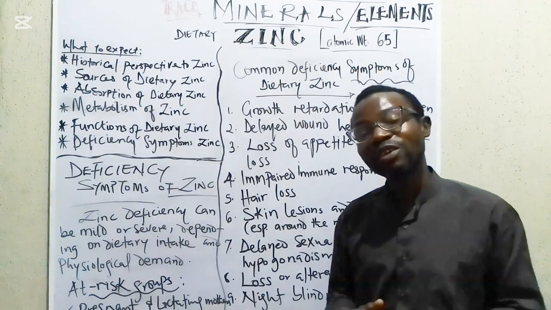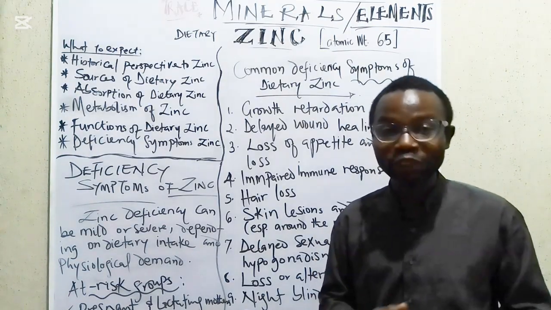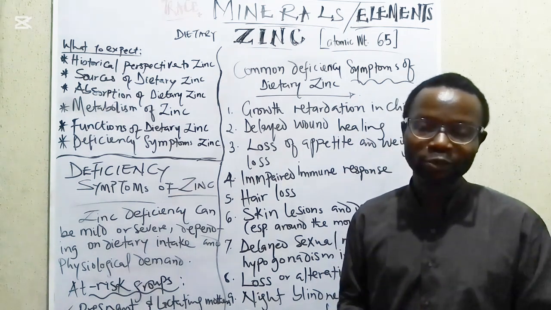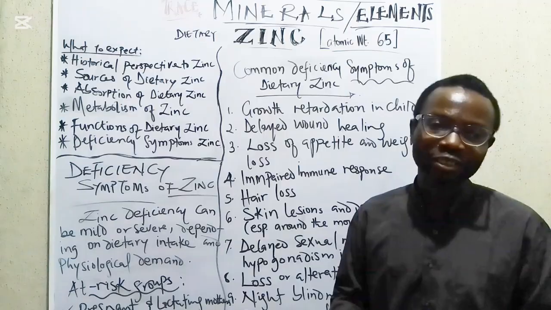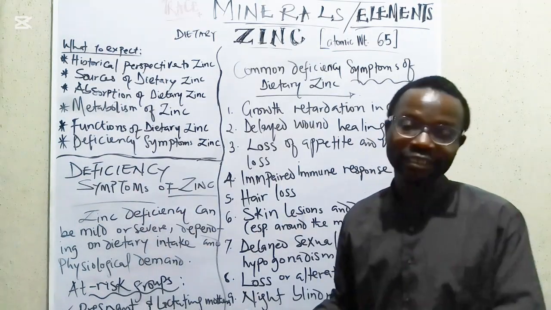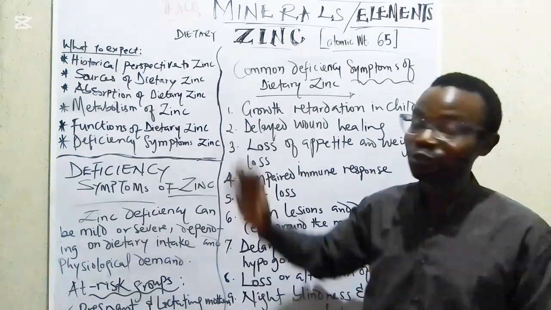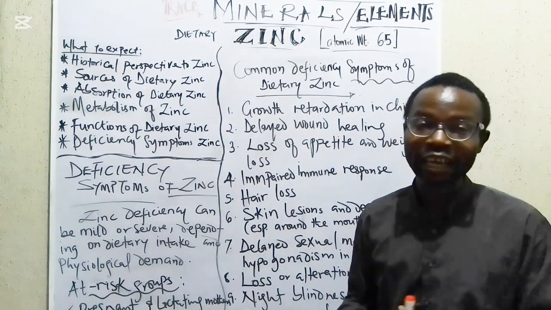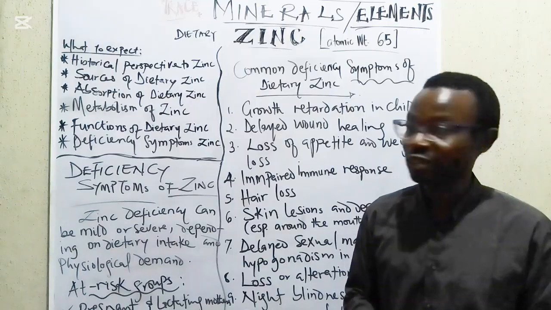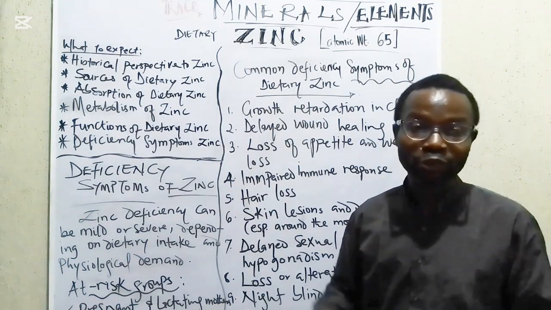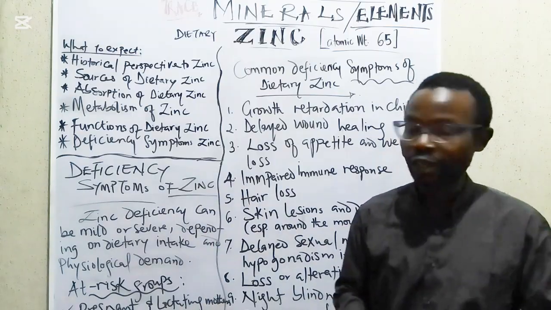Now, however, if it ever happens that a person is deficient in zinc, dietary zinc, what are some of the signs we see, some of the symptoms? The word deficiency means lacking in. So we looked at the historical perspective, looked at the sources, animal sources and plant sources of dietary zinc. We looked at absorption and transportation. We looked at the functions. Today we'll introduce our deficiency.